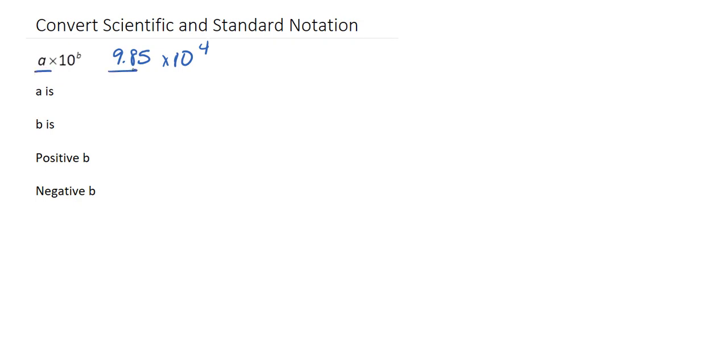Well, the A, which is this, right? A is going to be 1 through 10, and it has a decimal after the first digit. So notice that we have a decimal after the 9. That would be the proper way to do scientific notation for A.